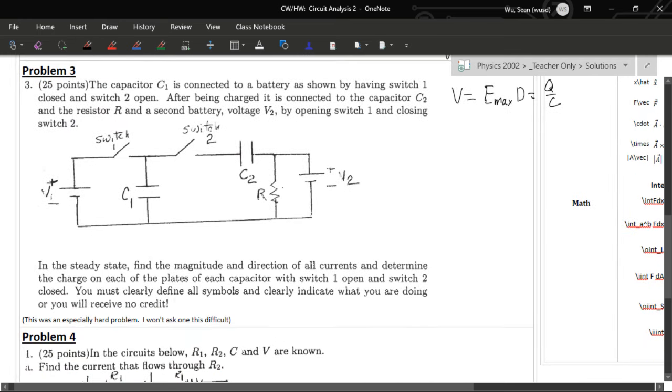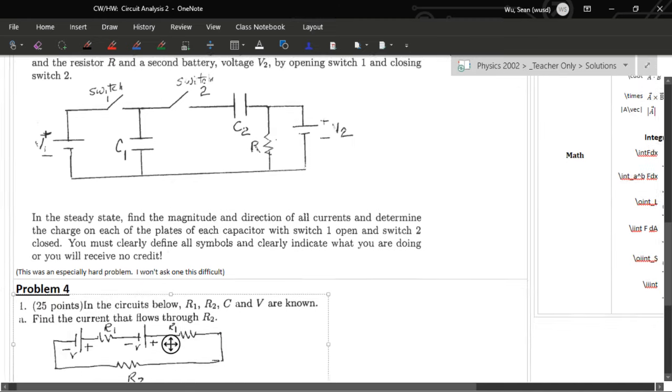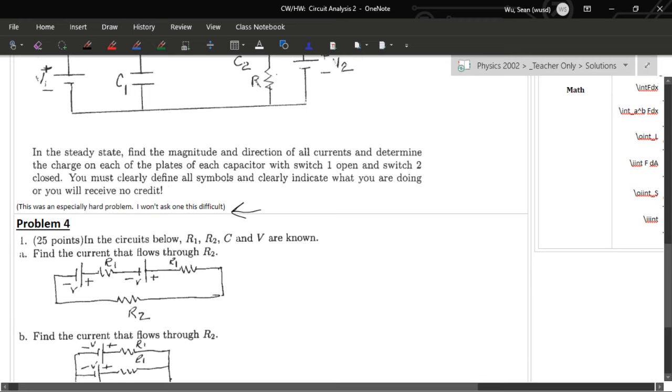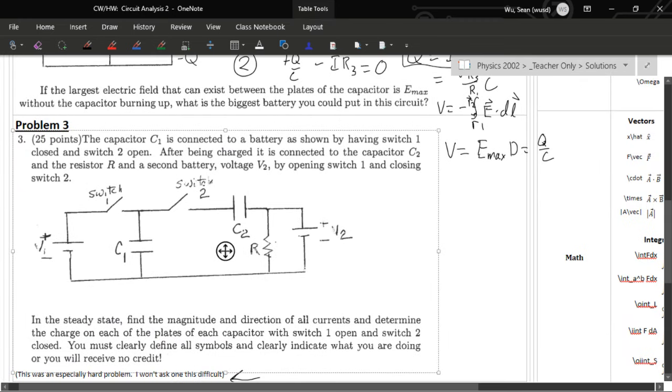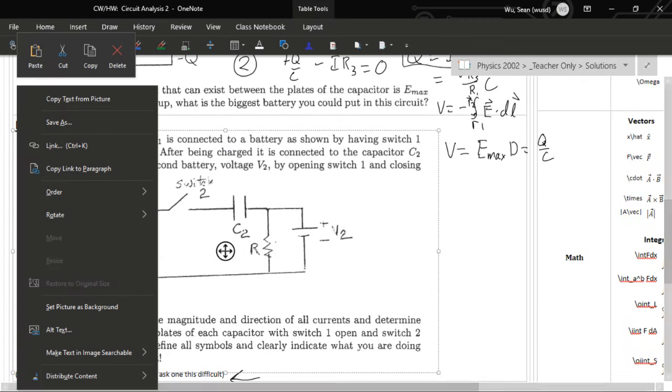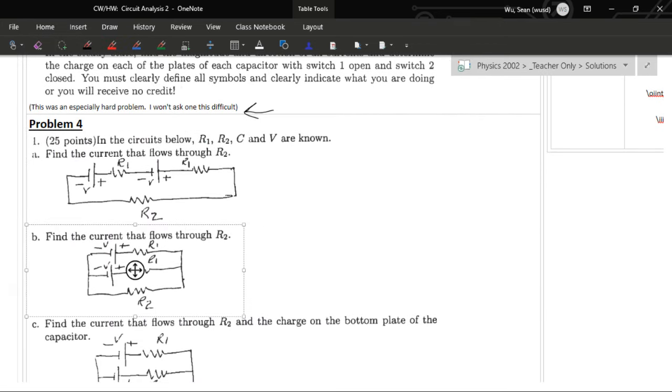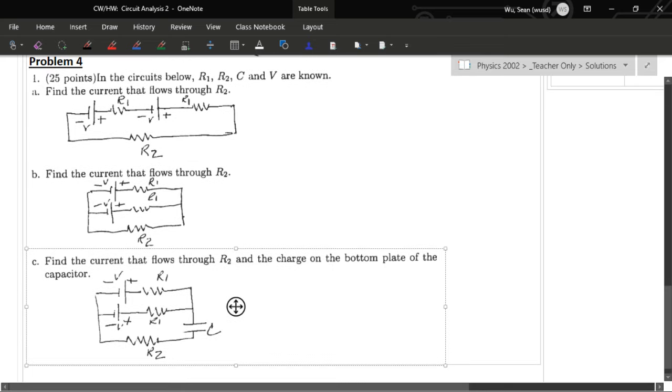I'm going to skip problem 3. This is kind of a challenge problem, and I even wrote here that this was an especially hard problem for the exam this year. I wouldn't ask you one quite this complicated, but it's an interesting problem for you to think about and to work on. I think those of you that decide to work on it are going to find that it's a fun problem for those that enjoy these kinds of things.